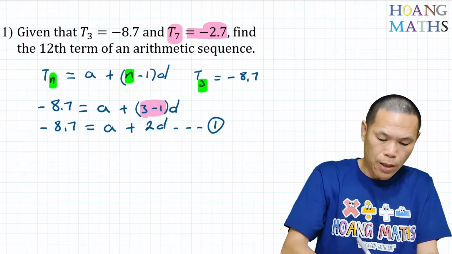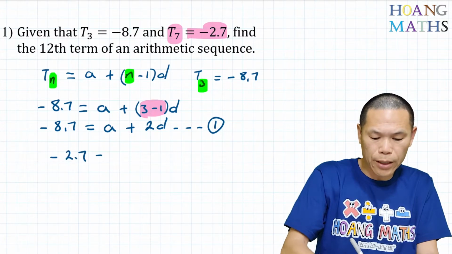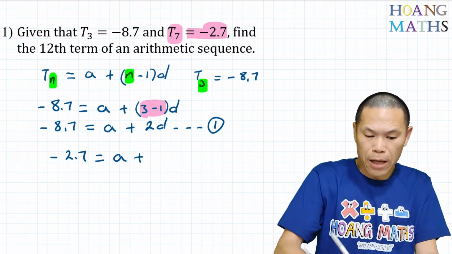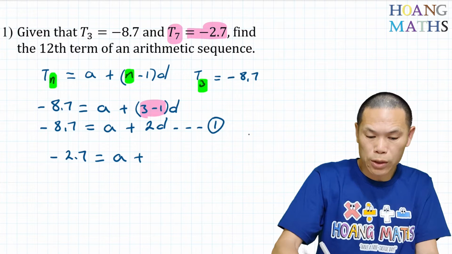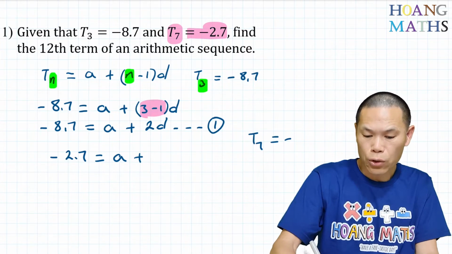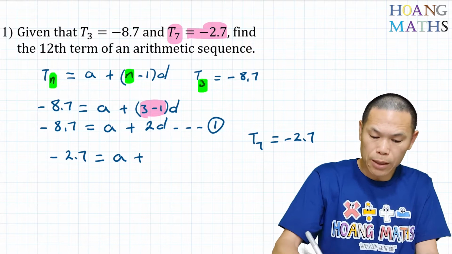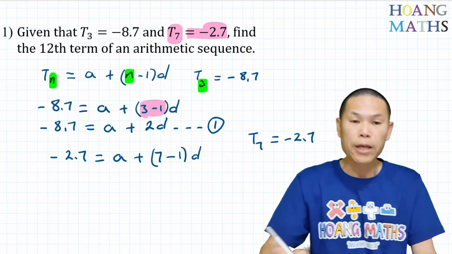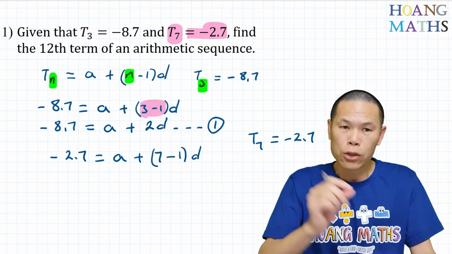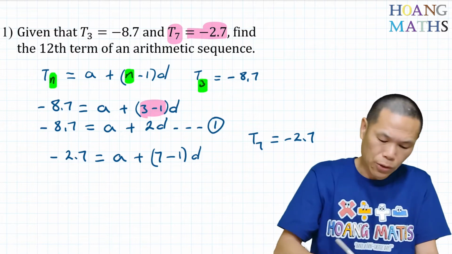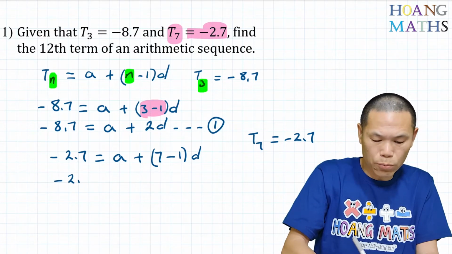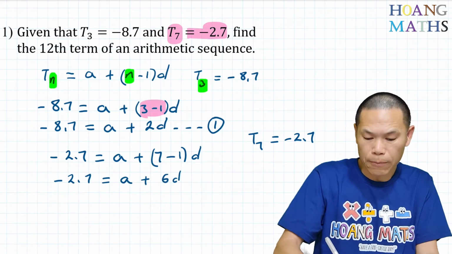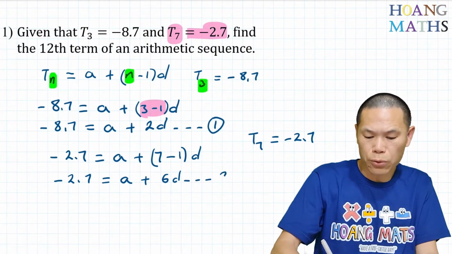So this means that negative 2.7 is equal to A, and we're not sure what A is, plus n minus 1. So n is 7 because T7 is equal to negative 2.7. So we go 7 minus 1 times d. And we know that 7 minus 1 is 6. So 6 times d is 6d. So that becomes negative 2.7 is equal to A plus 6d. So let's name this equation number 2.